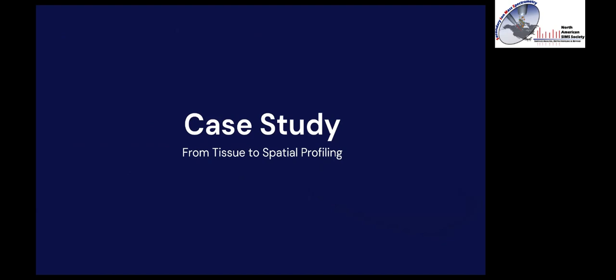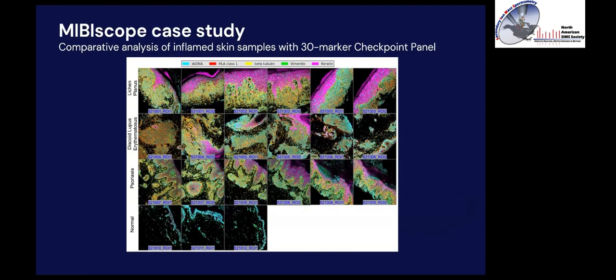What I want to do is walk you through a case study of some samples that we ran at Ionpath a few years ago, to really demonstrate what this data looks like and how we go from the tissue sample to the spatial proteomic profiling that I was talking about. What I have here are a number of different skin samples from 4 different groups, so 3 that are diseased and 1 that is normal.